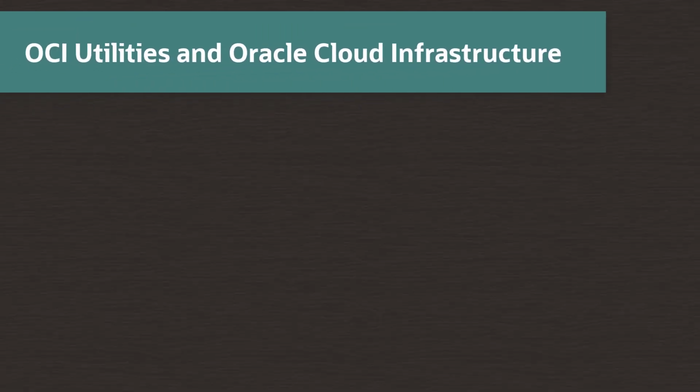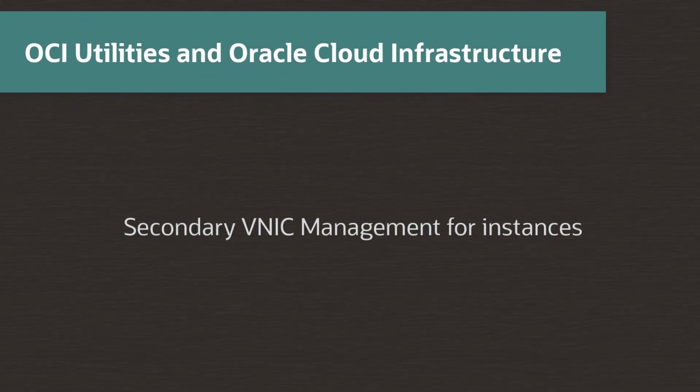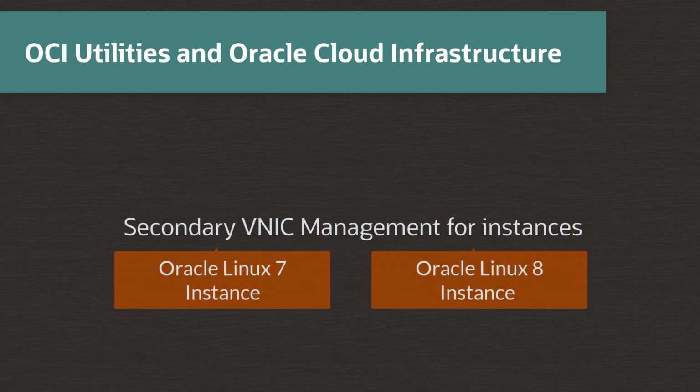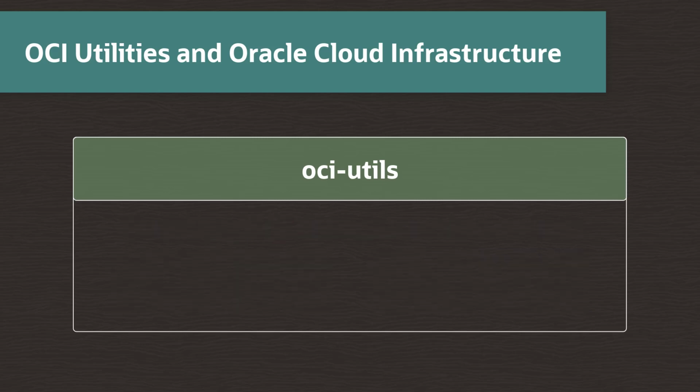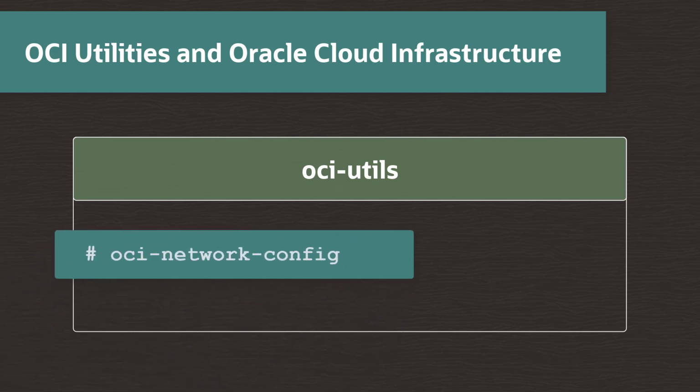Hello, welcome to this presentation on using the Oracle Network Config utility to manage the creation and attachment of secondary virtual network interface cards, or VNICs, for Oracle Cloud Infrastructure instances running Oracle Linux. The OCI Network Config utility is included in the Oracle Cloud Infrastructure Utilities, or OCI Utilities package. In this demonstration, we look at the oci-network-config command and how it is used to manage secondary VNICs on an Oracle Linux instance and in the Oracle Cloud Infrastructure.